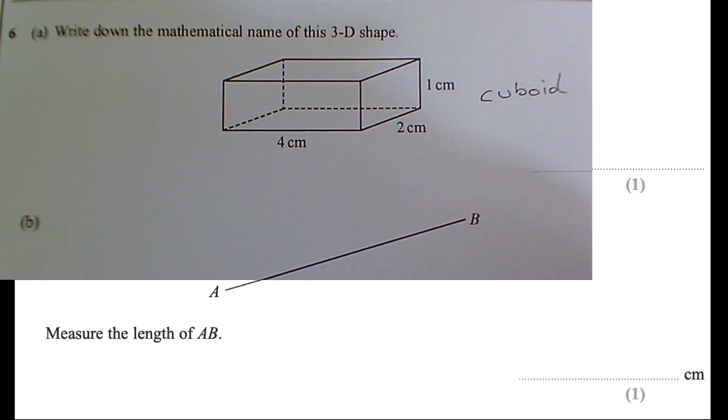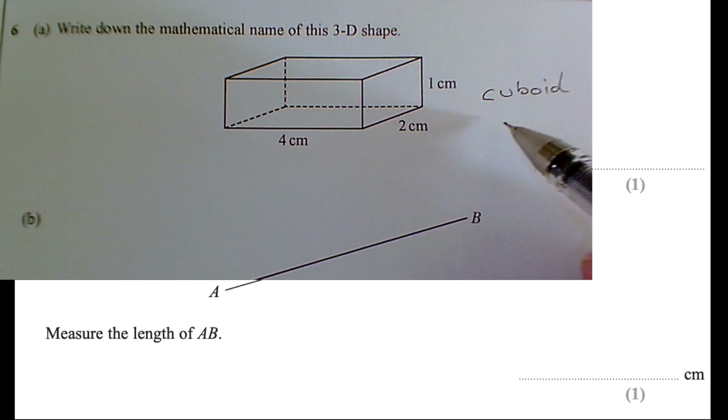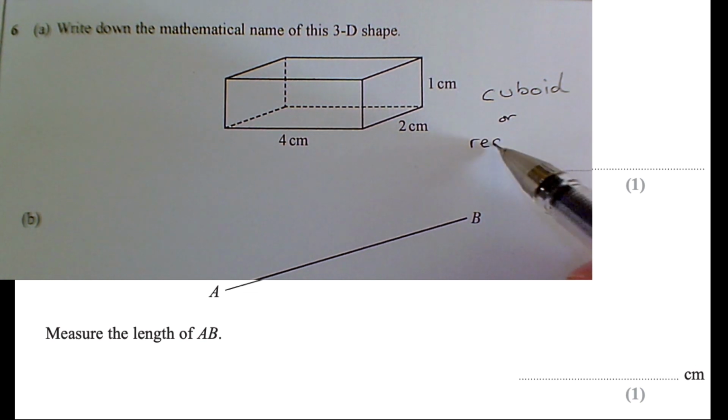Another name would be a rectangular prism, which I like too. So rectangular prism, but I don't think there's anything else you could call it. Okay. So a cuboid or a rectangular prism. It's certainly not a cube.